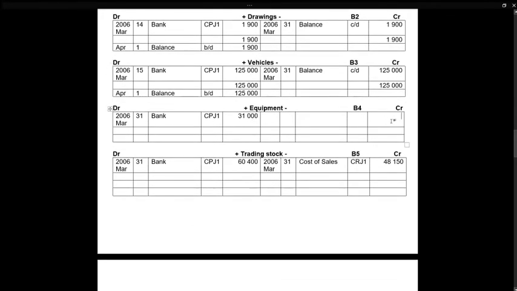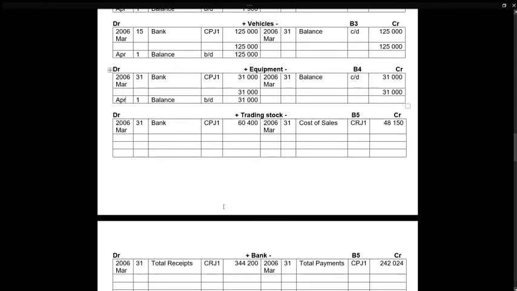Equipment, exactly the same. I need 31,000 Rand in my smaller side to make them balance. Carry down, details will be balance. Okay, always last day of the month, 2006 and took place in March. Total both sides just to confirm that you've done it correctly. There we go. My new opening balance will be 31,000 Rand. Opening balance value is always brought down. Details will be balance. And this will always be 1st of the next month, April.